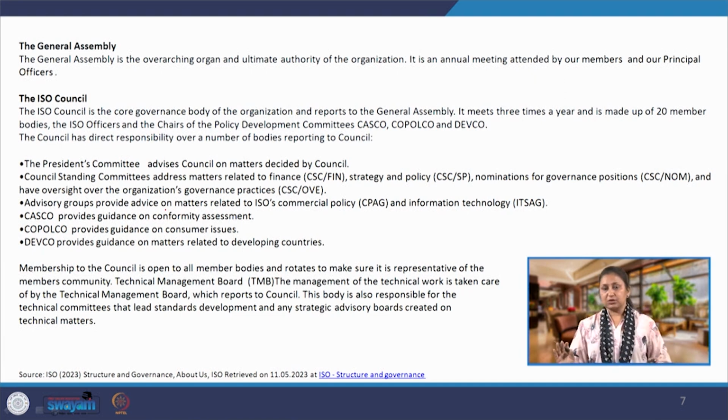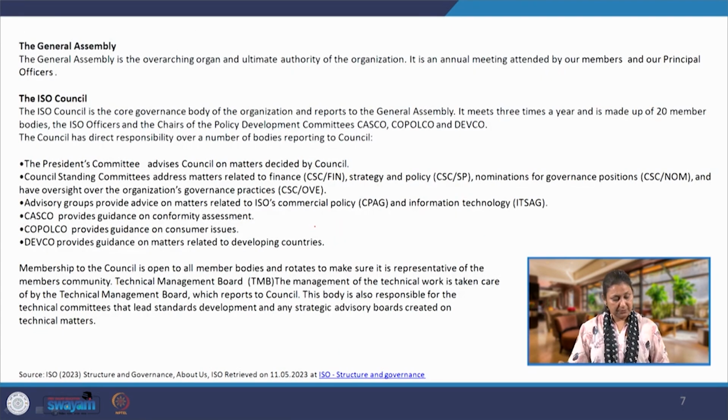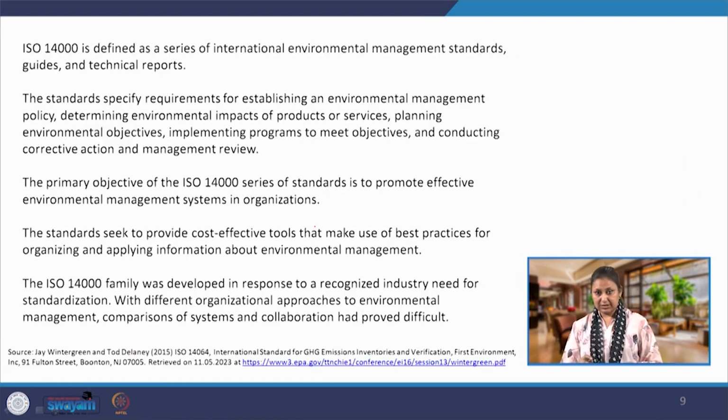The membership of the council is open. Whoever wants to be a member can be a member; they can become a representative of a member community. And then there is also a technical management board, which reports to the council, which is what we have seen here. So, the technical committees support the technical board, which supports the council. This is the overall structure of ISO as an organization, and together they come up with different standards. Now, coming to the ISO 14000 standard series. The 14000 series defines a series of international environmental management standards.